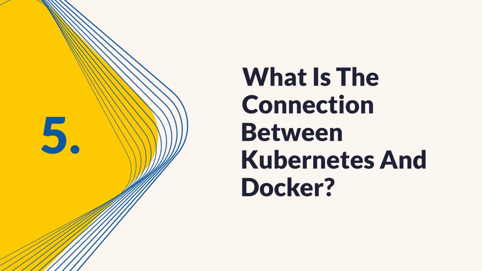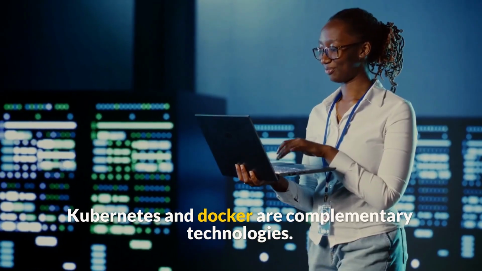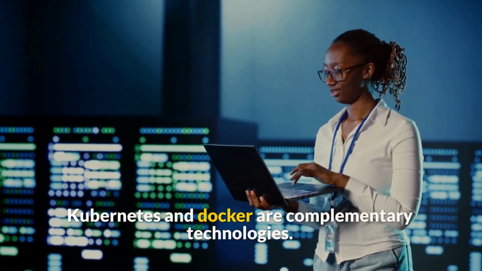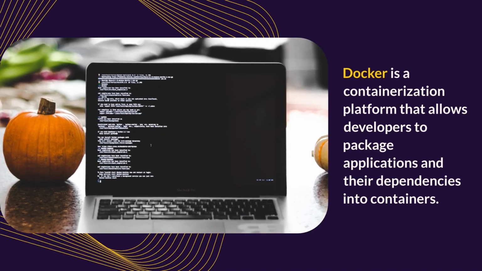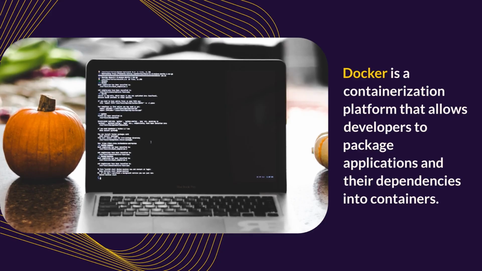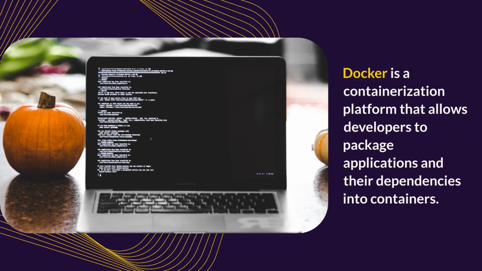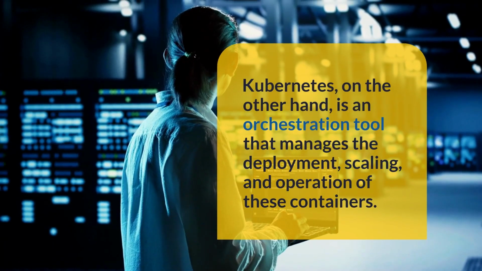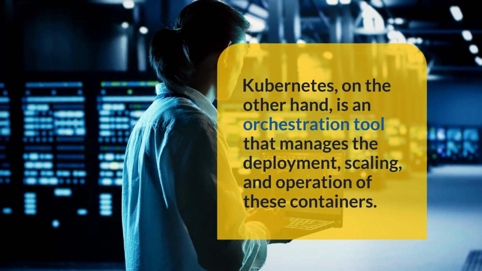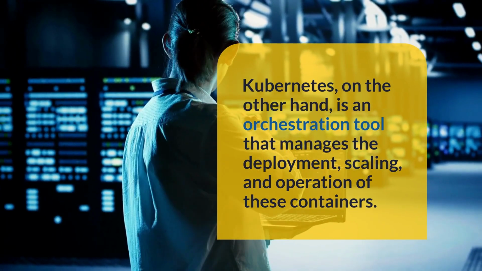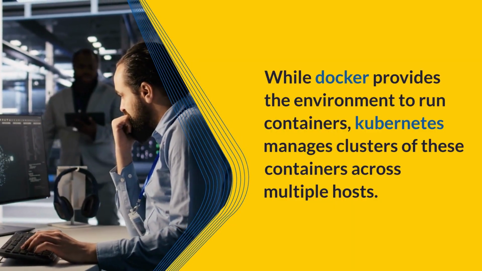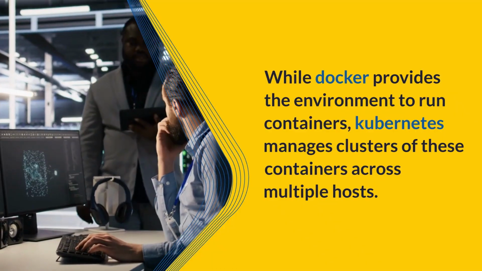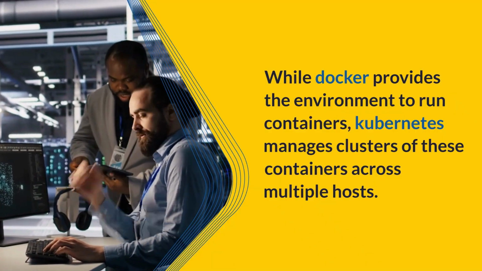5. What is the connection between Kubernetes and Docker? Kubernetes and Docker are complementary technologies. Docker is a containerization platform that allows developers to package applications and their dependencies into containers. Kubernetes, on the other hand, is an orchestration tool that manages the deployment, scaling, and operation of these containers. While Docker provides the environment to run containers, Kubernetes manages clusters of these containers across multiple hosts.